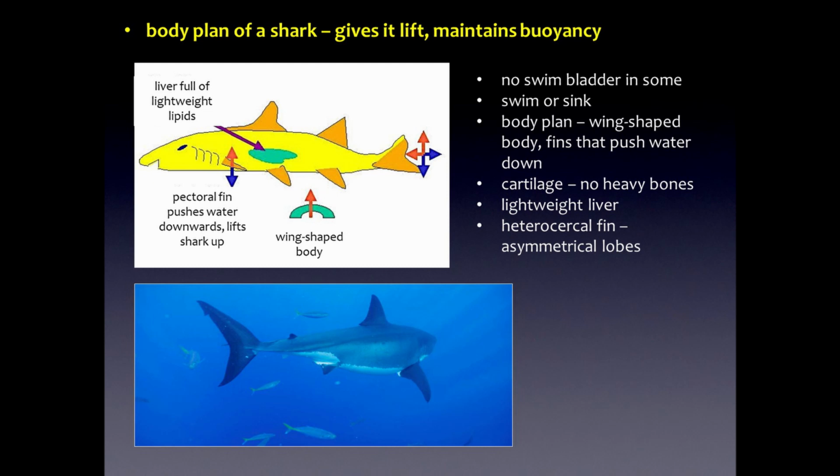a body skeleton that's not made up of bones. It's made of cartilage, so very lightweight. Its liver is full of lightweight lipids. Lipids are another form of fat. So these help maintain its buoyancy within the water. And then its tail, with this heterocercal fin, these asymmetrical lobes, allows the shark, with a very rigid tail, to push itself up and propel itself out of the water. Not all species of sharks can do this, but there are some that have the idealized body plan that they can propel themselves out of the water.